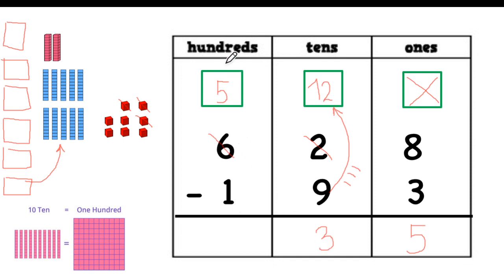Now, because I'm moving to the hundreds, because I changed the 6 hundreds into 5, because one block of hundreds was moved to the tens, I have only 500 left. Now I need to take 100 away. 5 take away 1 will be 4. And that's it. See? Let's practice some more.